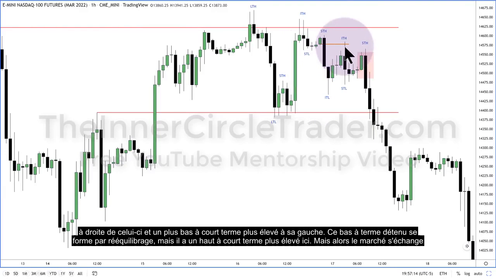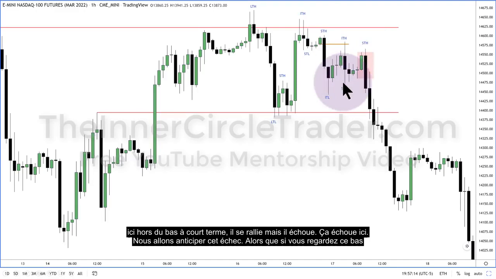This intermediate term low forms by rebalancing, but it has a higher short-term high here, but then the market trades over here off of this short-term low. It rallies up, but it fails. It fails in here. We're going to anticipate that failure.